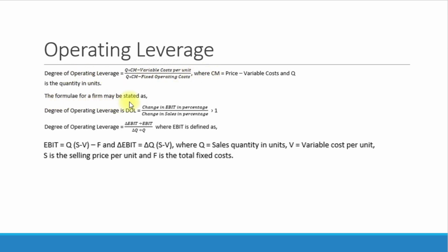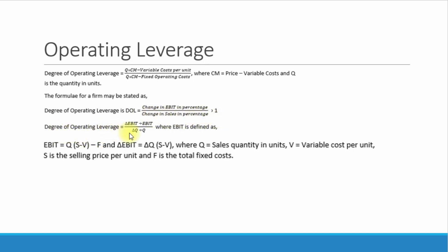The formula for a firm may also be stated as degree of operating leverage, DOL, which is the change in EBIT in percentage divided by the change in sales in percentage. And this has to be greater than 1 if the degree of operating leverage is acceptable. So, earnings before interest and tax, the change in EBIT in percentage divided by change in sales in percentage.